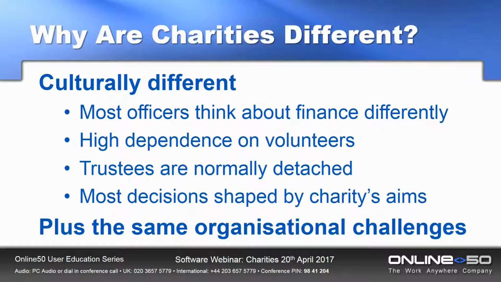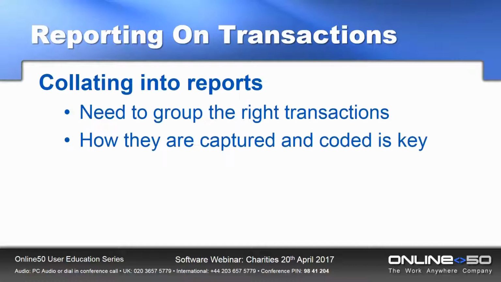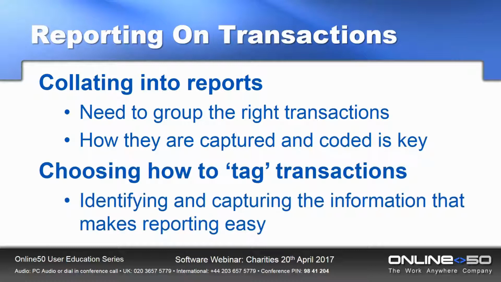So when we're talking about information systems, one of the key aspects we need to consider, obviously, is how we get the information that we need out of the system. Ultimately, the information system is capturing transactions. So to report on those, we need to collate those transactions into relevant reports. That means grouping the right transactions together, and in order to group them together, we need to understand how we've captured the transactions and how they've been coded so that we can then report on them.